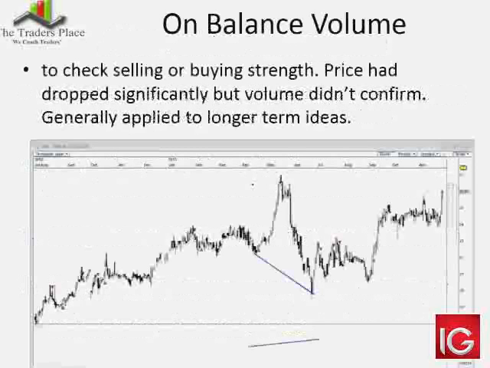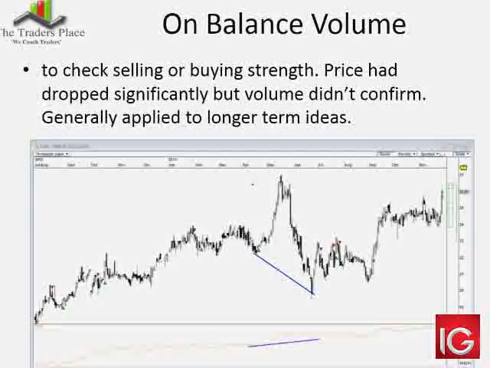One of my favorites for this kind of divergence is on balance volume. We use it to check selling or buying strength, or buying or selling pressure, however you want to call it. The price on MMI dropped significantly, but the on balance volume indicator did not confirm the drop-off. So we can see price falling from around 27 all the way down to 19 Rand. Yet OBV, which adds all the volume while the price is moving higher and subtracts the volume while price is moving lower, did not confirm the sell-off.